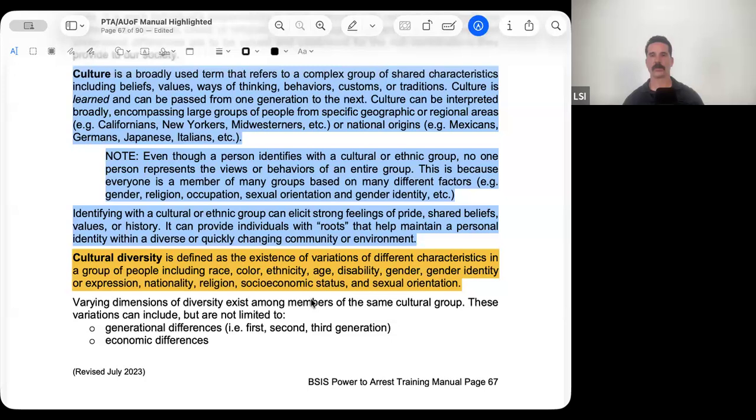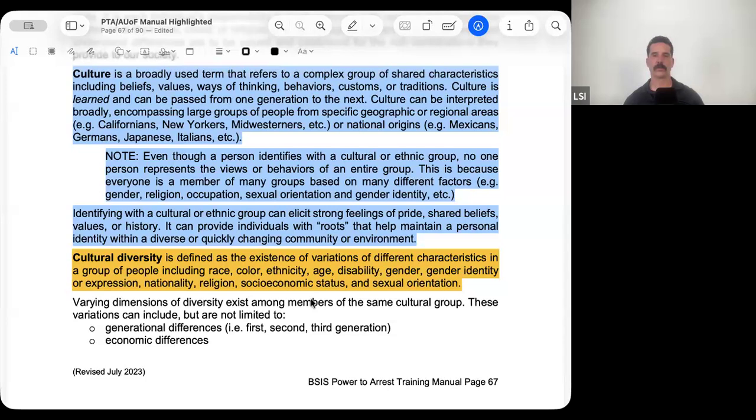Californians, New Yorkers, Midwesterners, etc., or national origins, Mexicans, Germans, Japanese, Italians, etc. Note, even though a person identifies with a cultural or ethnic group, no one person represents the views or behaviors of an entire group. This is because everyone is a member of many groups based on many different factors, e.g. gender, religion, occupation, sexual orientation, and gender identity, etc.